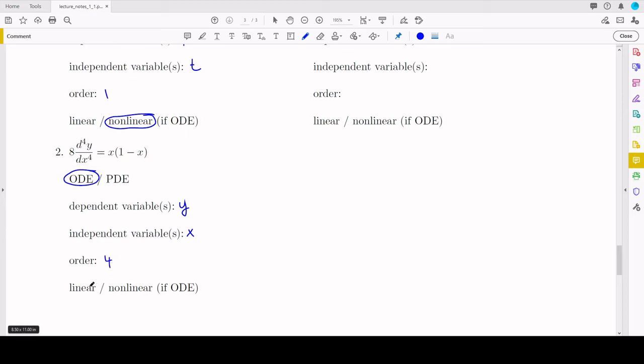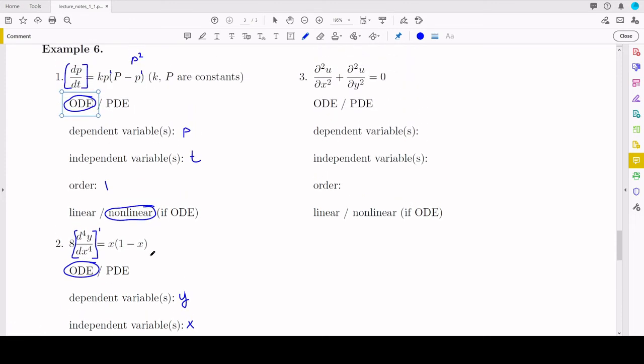And now we have to see, is it linear or nonlinear? Again, we have to look at the dependent variable and the powers of that dependent variable. We see there's a fourth derivative, but it's to the power 1, and there's no more y in here. So everything is to the power 1. That's linear. Again, the x times x gives you x squared, but that's the independent variable, so that doesn't matter in determining whether or not this differential equation is linear or nonlinear.